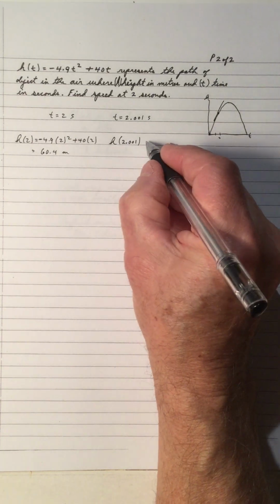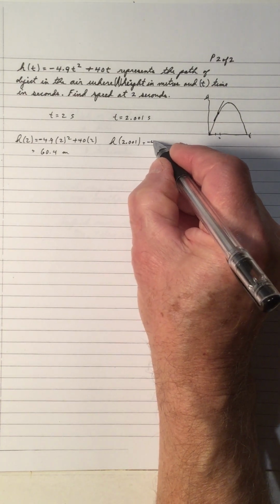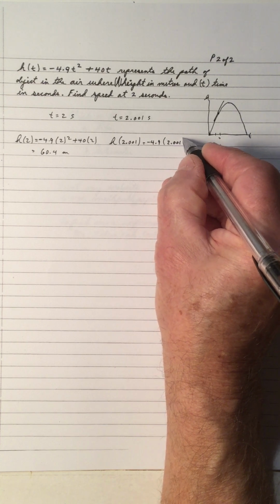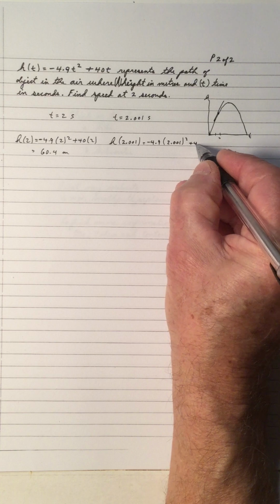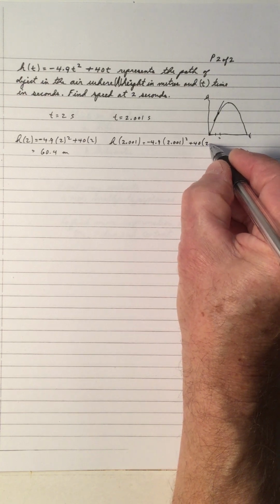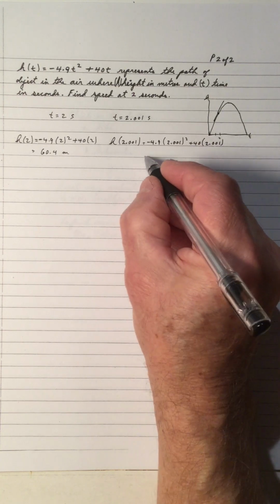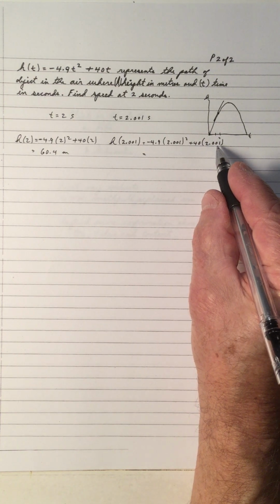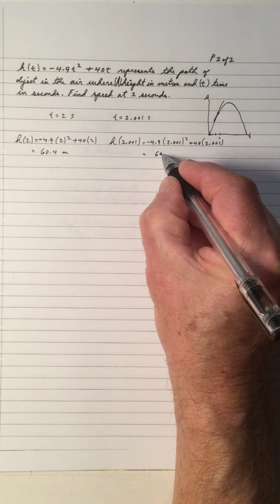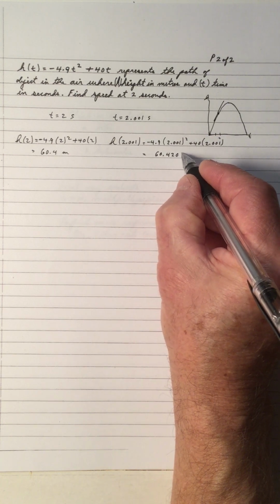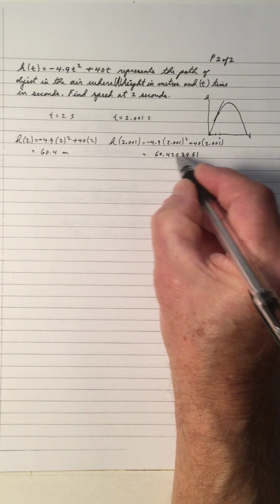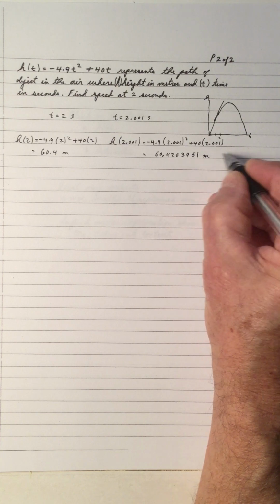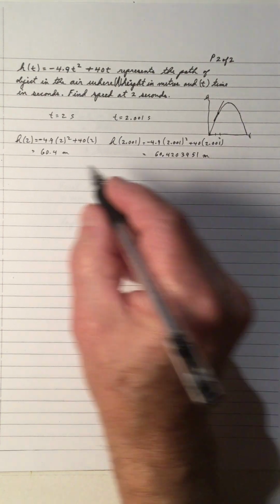2.001. So you're plugging in negative 4.9 times 2.001 squared, add on 40 times 2.001. It's a long way to write it out. Again, be careful plugging this in, but when you do, you will come up with 60.420395. I write down all the digits, and again, this is height in meters.